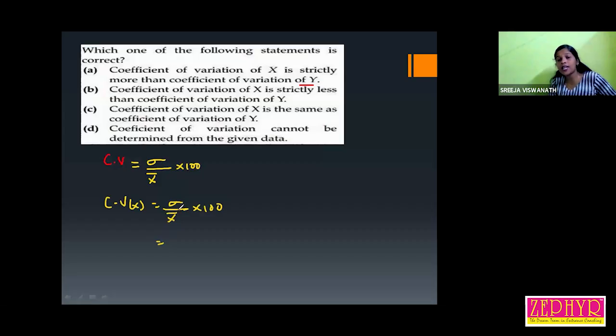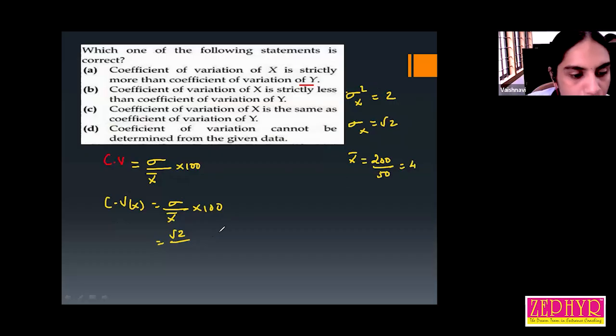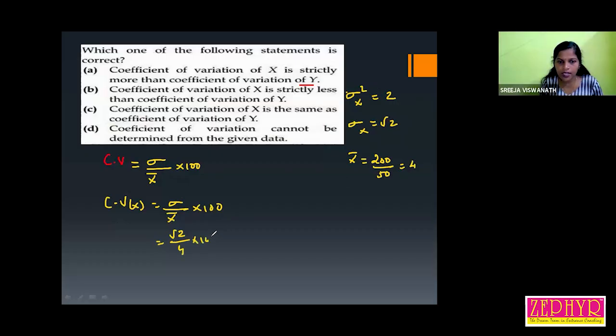What is the variance of x? Variance is sigma square. From that we get sigma. The variance of x was 2. So sigma x is equal to root 2. So root 2 by x bar. X bar we found is 200 by 50, that is 4, into 100. So we get 25 root 2.